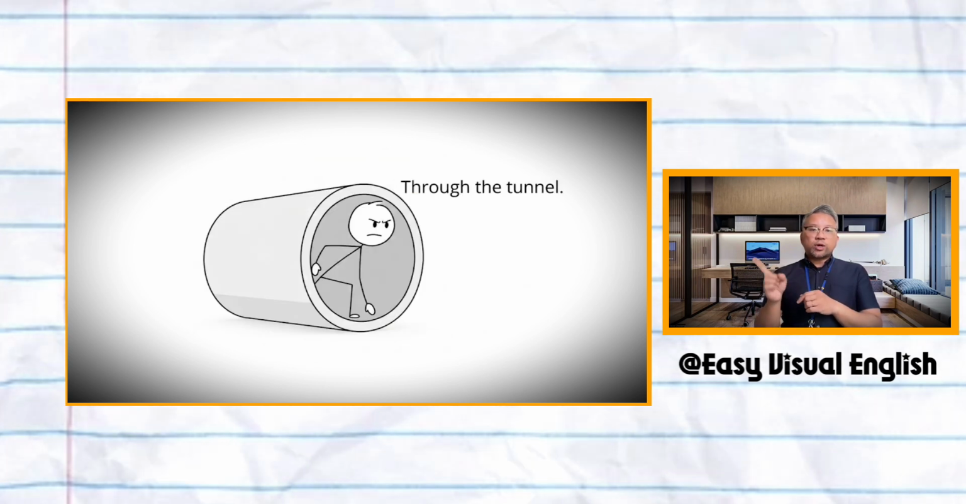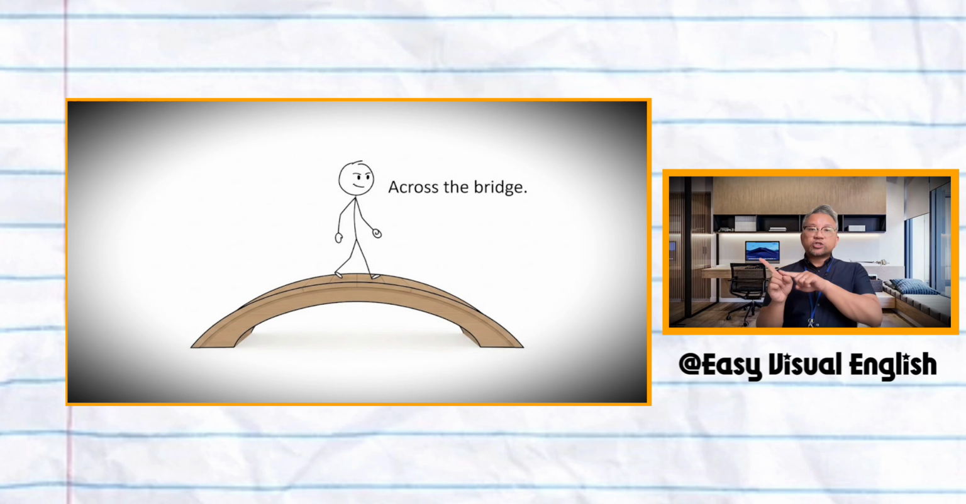If you move from one side to the other through an enclosed space, use through. When you go from one side of a surface to the other, use across.